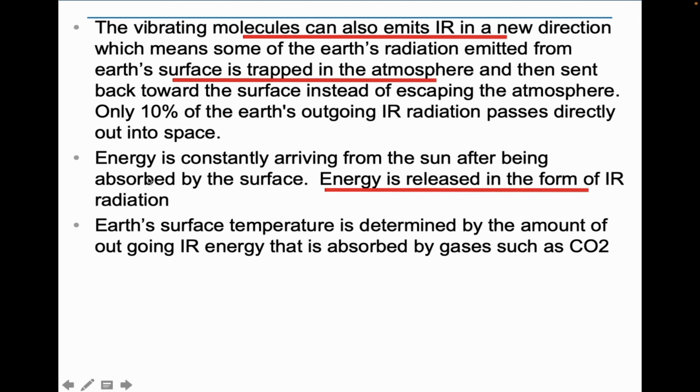Energy is constantly arriving. The sun keeps shining every day and giving off energy, and energy is released in the form of infrared radiation. The Earth's surface temperature is determined by the amount of outgoing infrared energy that's absorbed by the greenhouse gases. So this is what is being measured, the amount of infrared outgoing and absorbed by CO2. It's kind of a cycle. Every day, more and more sun coming in, converted into infrared and being trapped in the atmosphere.